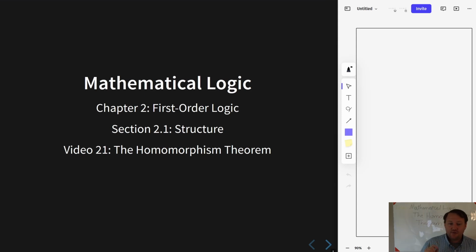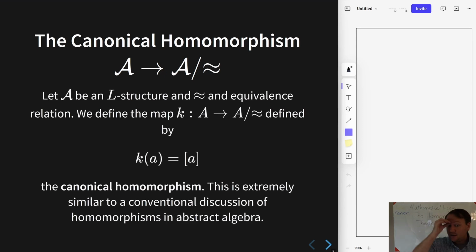Welcome to the next video in the Mathematical Logic series on Chapter 2, First Order Logic, and in this video talking about the Homomorphism Theorem. First of all, let's talk about the canonical homomorphism. This is very familiar to abstract algebra. All of this stuff will be.